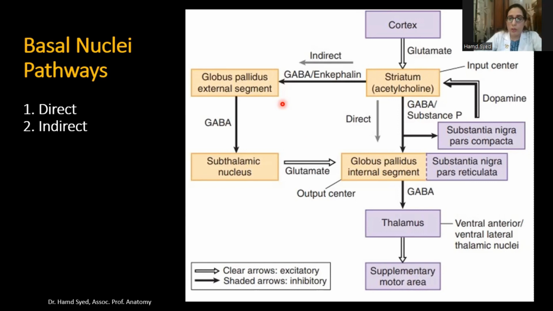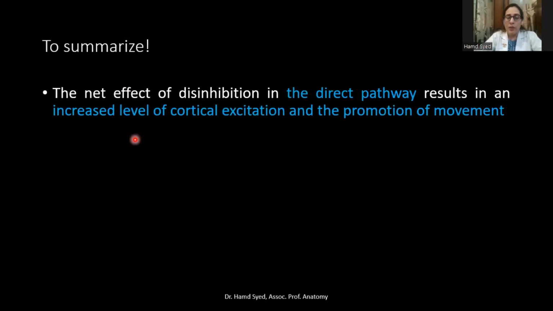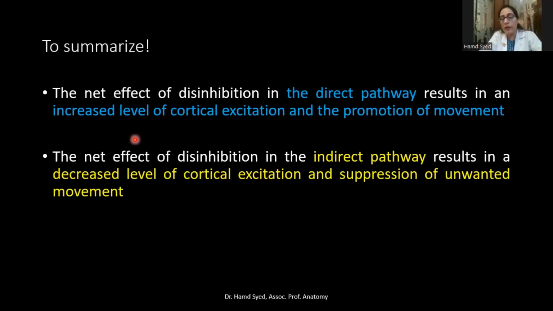This is what we are going to summarize in the next slides, what we have just discussed over here: the net effect of disinhibition in the direct pathway results in an increased level of cortical excitation and promotion of movement, whereas the net effect of disinhibition in the indirect pathway results in a decreased level of cortical excitation and therefore suppression of unwanted movement.